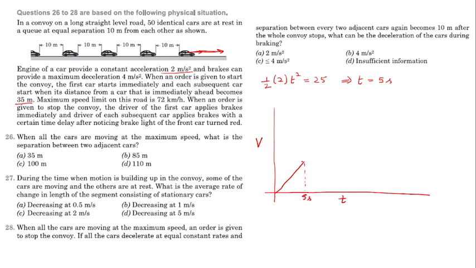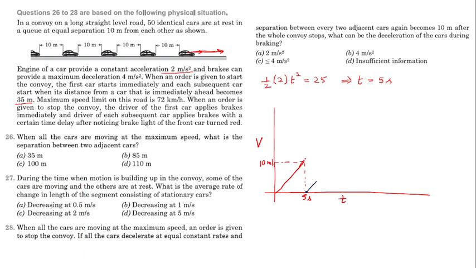After 5 seconds, the velocity would have become 10 meter per second, and it is at this point that the second car will begin, and the second car will begin its journey from a velocity of zero. So from here we can start drawing the graph of the second car. Now the second car and the first car will have the same slope. Okay, so we'll be drawing parallel lines now.